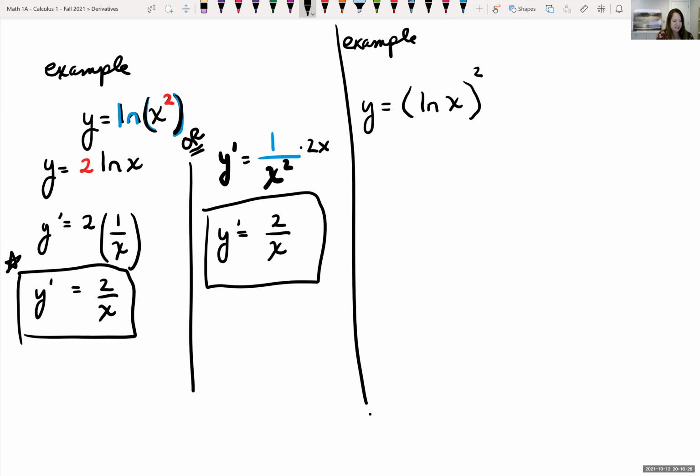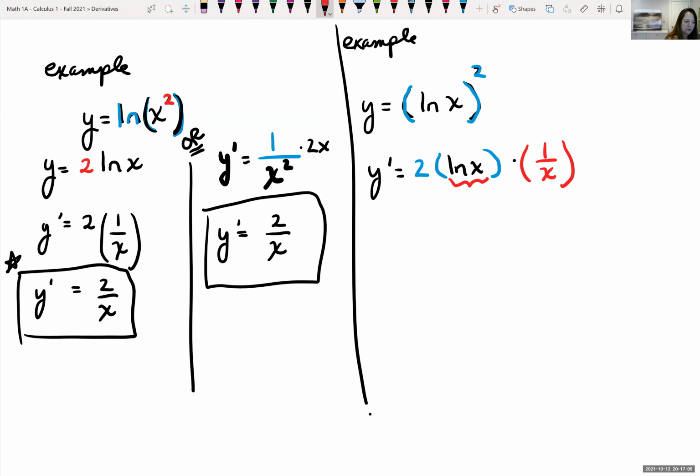So our next example, y equals that quantity of the natural log of x, that quantity squared. This again, we're going to need to use the general power rule and the chain rule. So if we bring our power down in front of the inside, which is the natural log of x, times the derivative of the inside. And so the derivative of this inside is 1 over x.